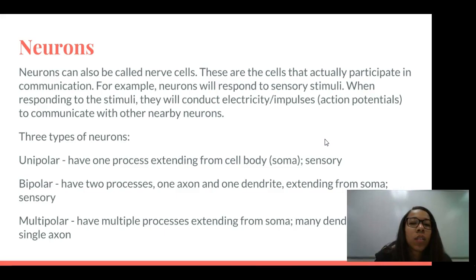So, neurons, again, are the communicator neurons. They are also called nerve cells. You could use either word. I'm going to keep saying neurons because that's what you're going to see for the rest of the semester. These are the cells that participate in communication, meaning that neurons are going to communicate with other neurons. We'll talk about how in a different session, but in general, neurons communicate with other neurons. They're going to respond to stimuli in the environment, specifically sensory stimuli.